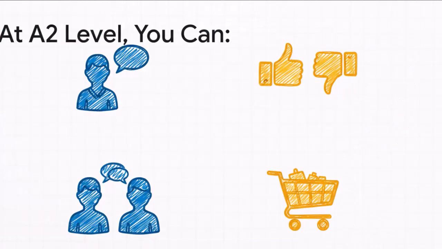And here's what that actually looks like in practice. When you're at the A2 level, you can do things like understand simple sentences about yourself, your job, or when you're shopping. You can describe where you're from, talk about what you like and dislike, and handle those little short social chats. You're literally building the foundation for all the more complex stuff that comes later.